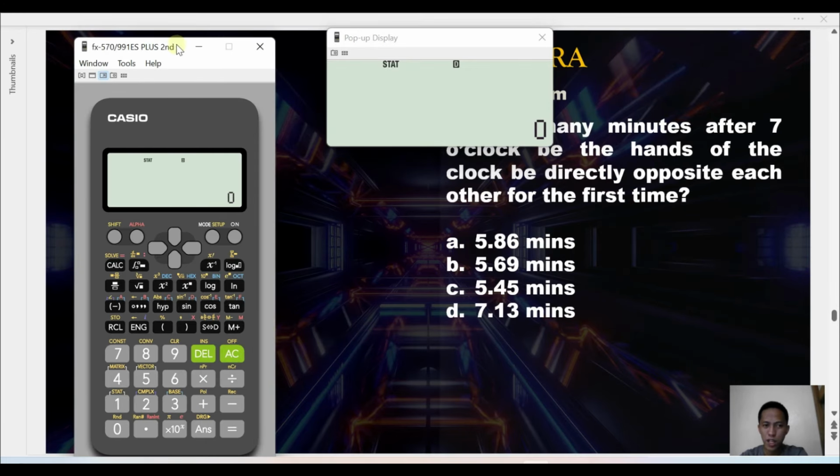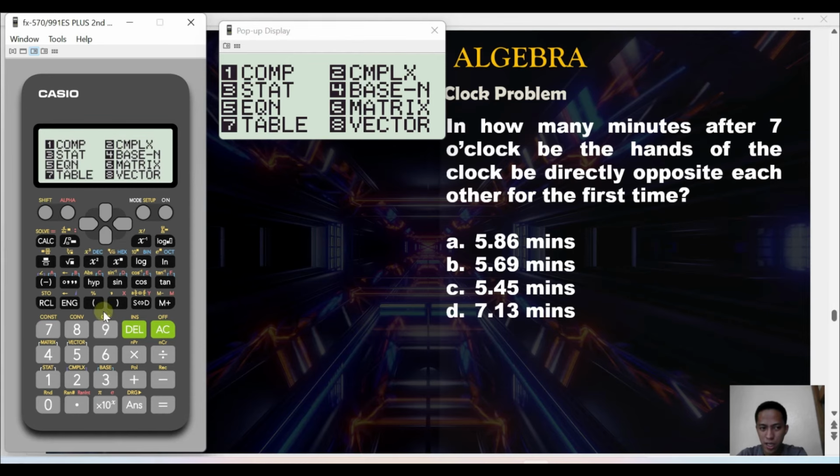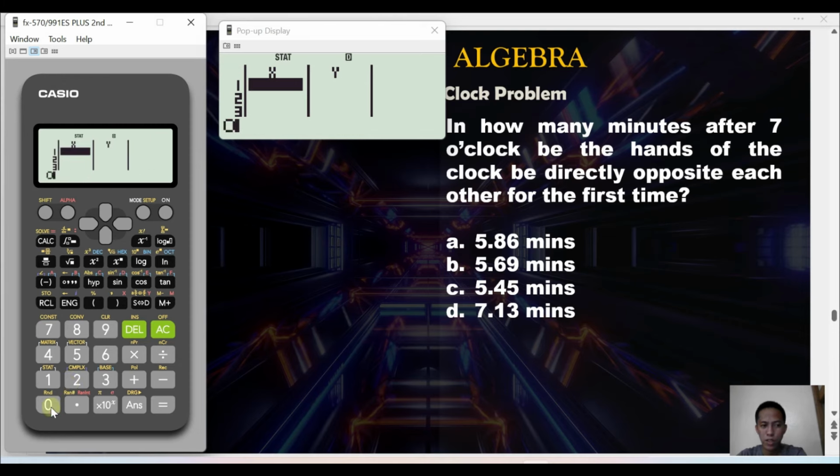Okay, guys, let's proceed to our next problem. In how many minutes after 7 o'clock will the hands of the clock be directly opposite each other for the first time? So the technique, guys: click mode and start, and number 2 for linear. That is always at 0 minutes and after 60 minutes. Okay? At 0 minutes, our reference point is 7. So what is our angle at that position? This is the technique, guys: always remember that at 0 minutes, it is always negative, since our minute hand is still approaching the hour hand. That means it always lags behind at that initial position.